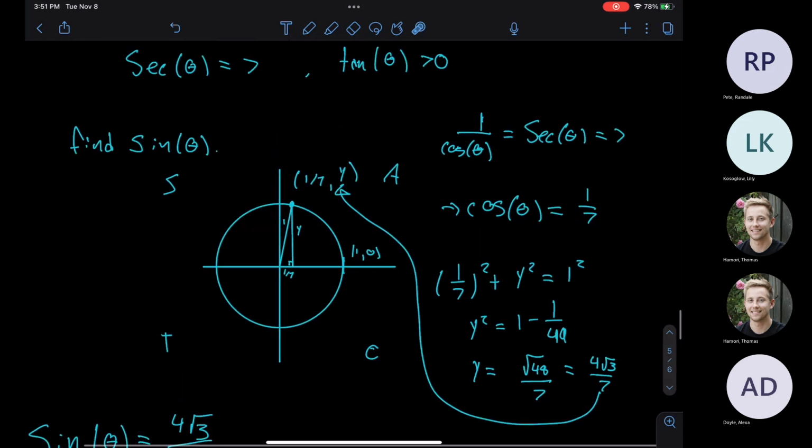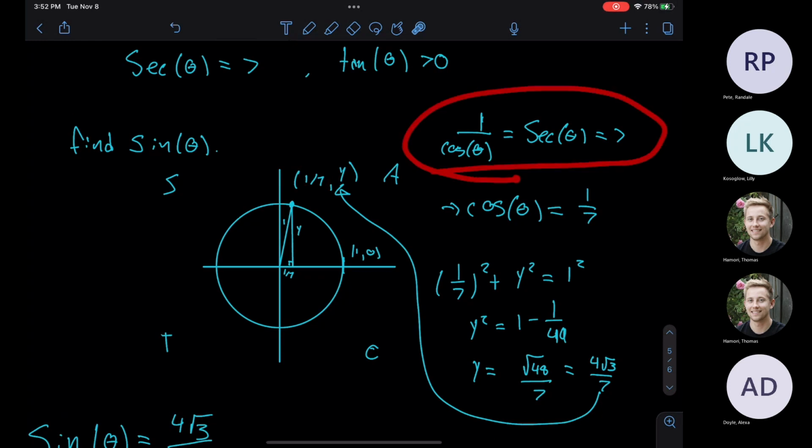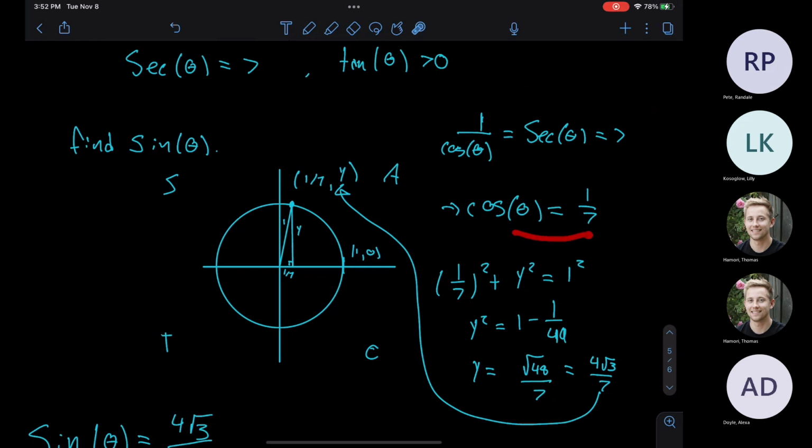Okay, figuring out the x-coordinate of the point was done by this equation. 1 over cosine equals 7. That was given. You rearrange this equation to find out what cosine is. Multiply both sides by cosine theta, divide both sides by 7. You get cosine theta equals 1 over 7. So that told us what this x-coordinate is.